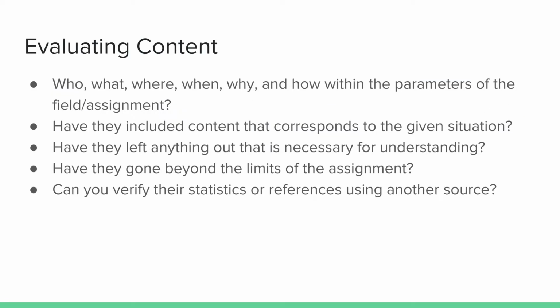So I want to now quickly run through some questions that you might ask of a draft during a peer review. In terms of content, you might need to describe the details of the research within the parameter of the field's conventions or the assignment. Is the content relevant to the field? Does it matter to the field? Does it correspond to questions that are already a part of the field's interests? In other words, does it respond appropriately to its situation and context?